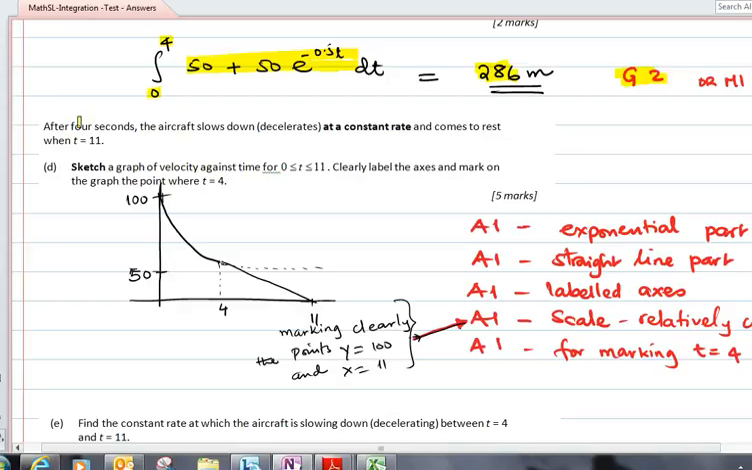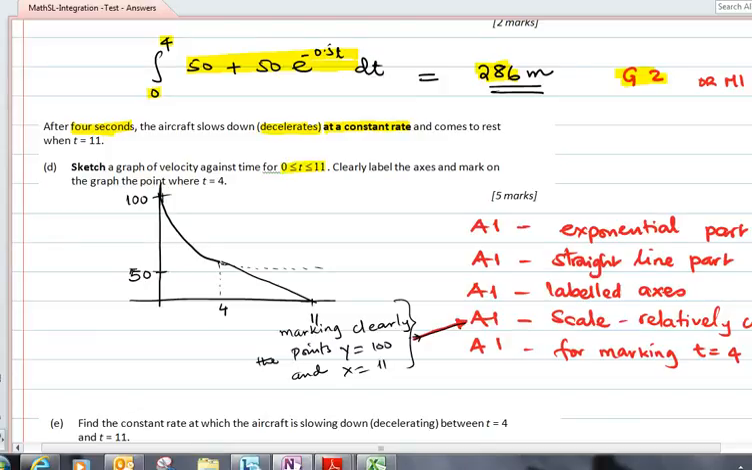Now the second part is where things got slightly offhand. After the first 4 seconds, the velocity changes. Now the aircraft is decelerating or slowing down at a constant rate until it comes to rest at time t equals 11. So the first part is to sketch the graph of the velocity against time for this aircraft for the first 11 seconds.